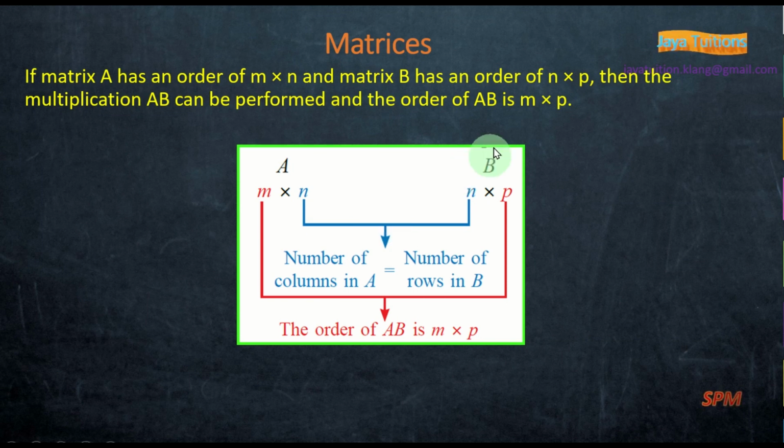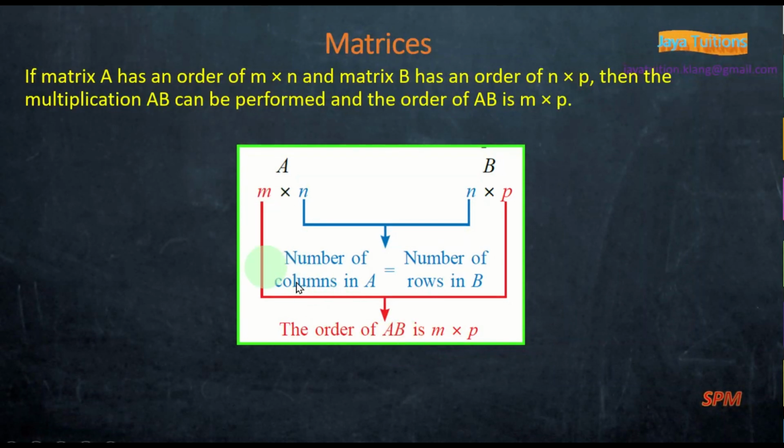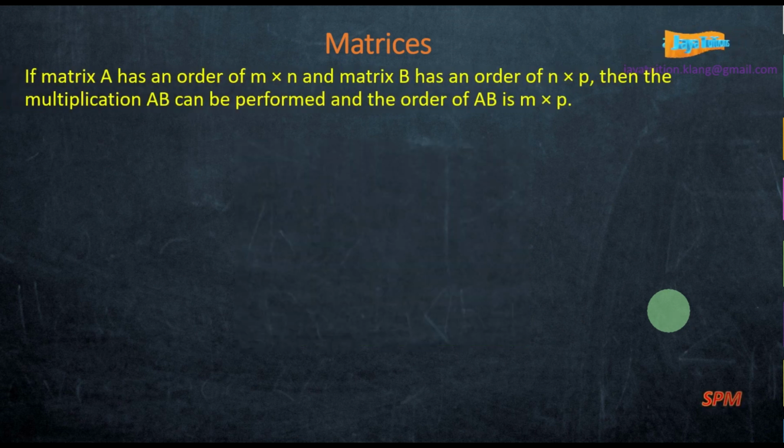Further to that, A times B is not equal to B times A. So we cannot say that multiplication is commutative. A times B may or may not be equal to B times A. The resultant matrix which you get will be of order m by p. So the resultant matrix A times B will have m rows and p columns. Let us now do one example based on this particular part.